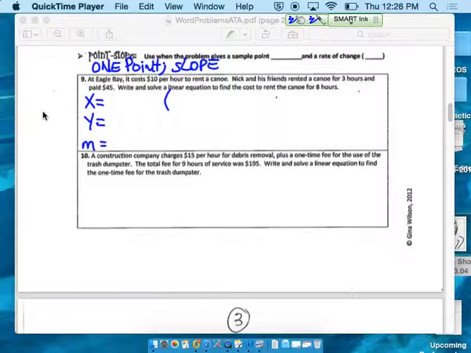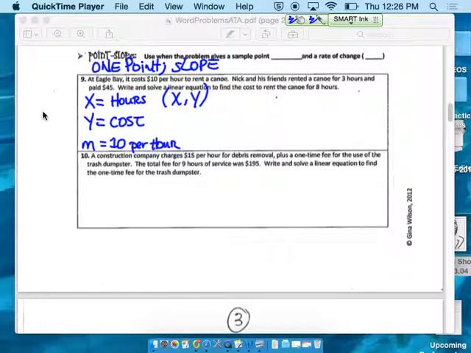Once I identify what each variable stands for, I like to write my ordered pair with the definition of what I've defined my variable as. Here, my cost is determined by the number of hours that I rent the canoe for. So my independent variable is the number of hours, and what I'm calculating, the value of my function, is the cost associated with that. The constant rate of change is the $10 per hour, so that serves as my slope in the problem.